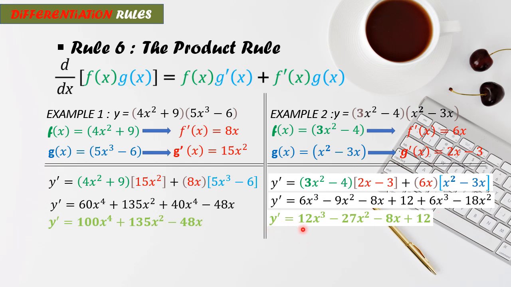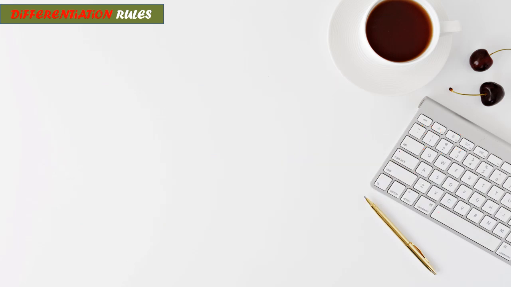Y prime is equal to 12x cubed minus 27x squared minus 8x plus 12. And that's the product rule. Again, you'll just have to copy the first term, multiply it to the derivative of the second term, and the sign will always be plus, okay, for the product rule, plus. Then continue to find the derivative of the second term multiplied to the derivative of the first term multiplied to your second term. Okay, for the last example, we have example number 7, the quotient rule.